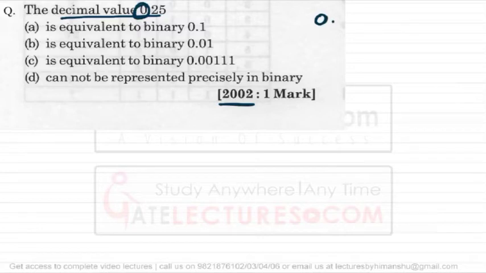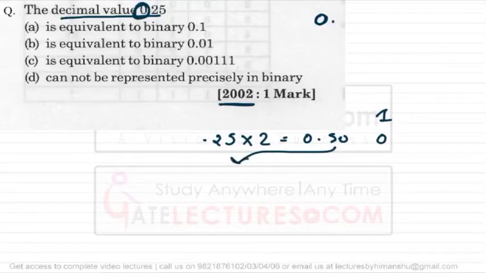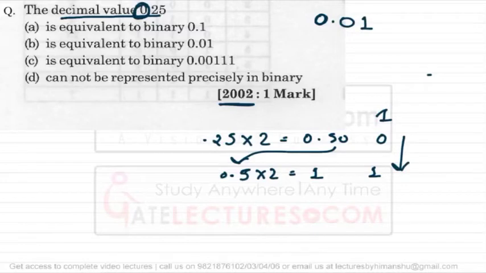And what do we do for the fractional part? You're going to multiply it repeatedly with 2. So let's just start this. 0.25 into 2 is going to be 0.50. The integral part that you're getting from this is 0. And you take the fractional part here. You get 0.5 here, and then you again multiply it with 2. What do you get? 1. So we've got a complete integer, so we stop here, right? And we read it this way. So what is the final answer going to be? 0.01, which is option B.